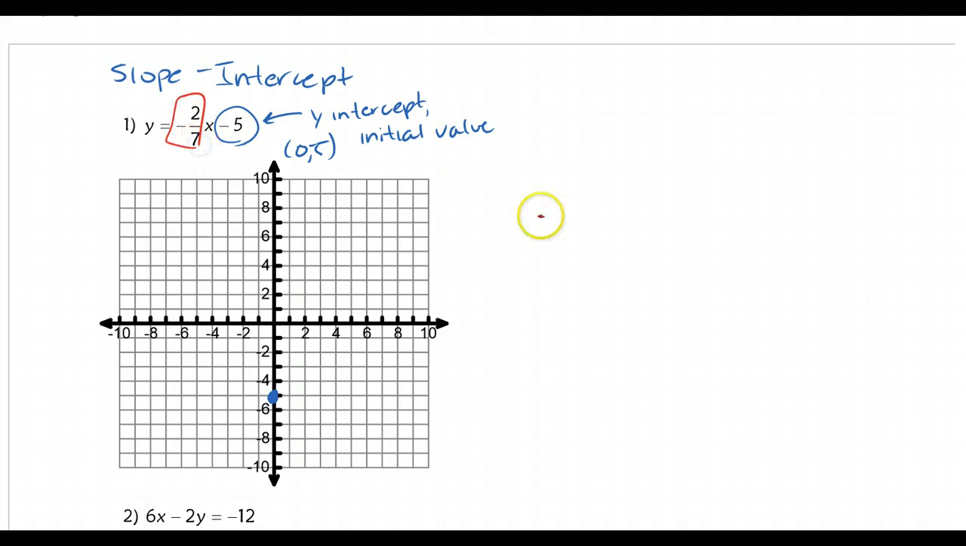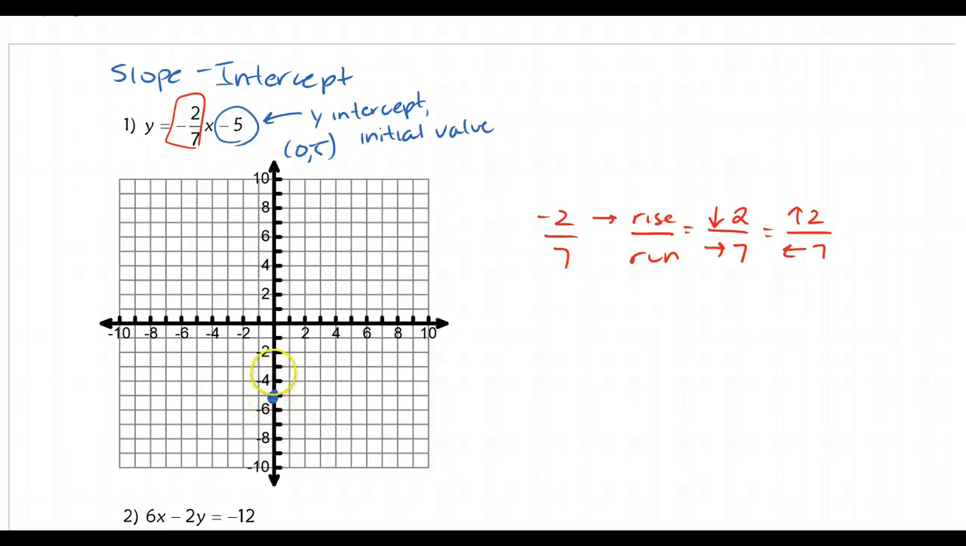Now this slope, -2/7, has a rise over run of -2/7. So what that means is that it's actually going down 2 units and to the right 7 units. Or you can also reverse this and put the negative on the 7. This is also the same as going up 2 units and left 7 units.